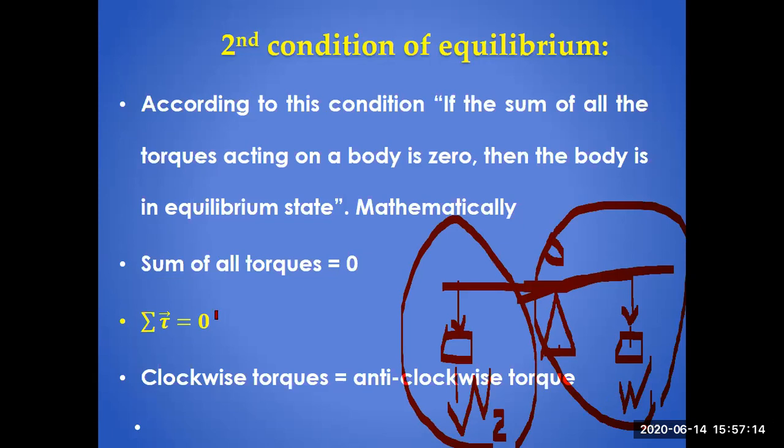This is basically sum of torque is equal to zero, because the body is at the state of rest, or in some cases, it may be moving with uniform speed inside a circular path. So this is the example of the second condition of equilibrium. The sum of all the torques acting on a body is equal to zero, meaning clockwise torques are equal to anti-clockwise torques. So it is said that the body is in the state of the second condition.